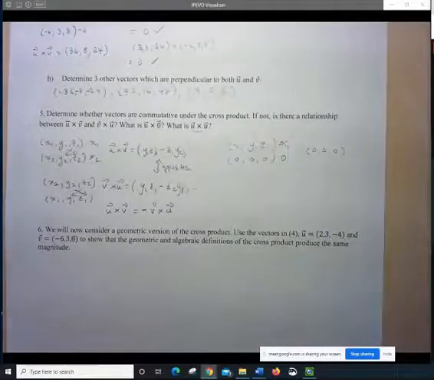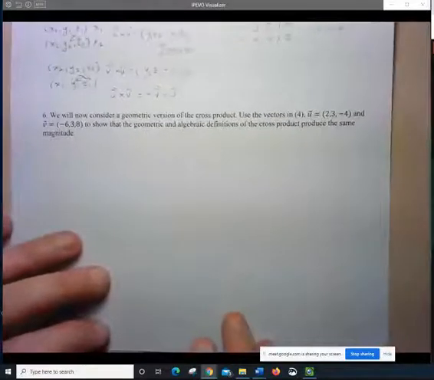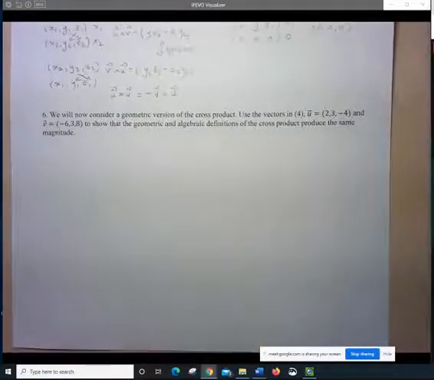Now we'll take a look quickly at the notes later on. We'll see that there's a whole bunch of other nice properties that the cross product has that we're not going to go and prove. Okay, we don't really need to prove them.